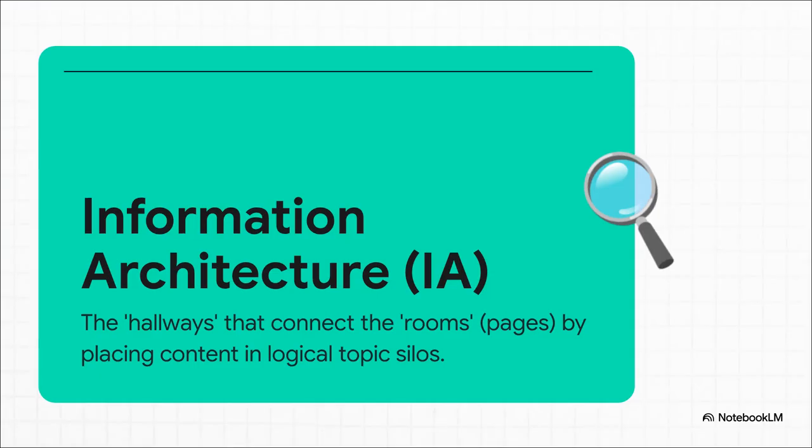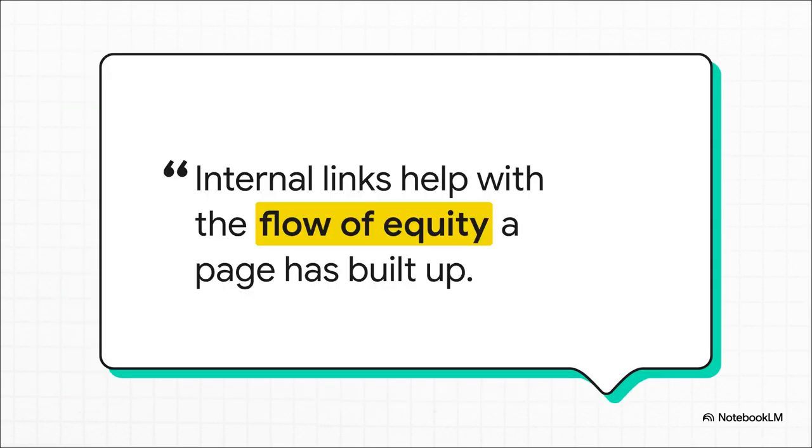Information architecture, or IA for short, sounds kind of fancy, but it's really just those hallways we were talking about. It's how you group related content together into logical clusters. When search engines crawl these clusters, they get this crystal clear picture of what your site is all about, and that helps them recognize you as an expert on that topic. And the doorways that connect these hallways? Those are your internal links. But they do so much more than just guide visitors around.